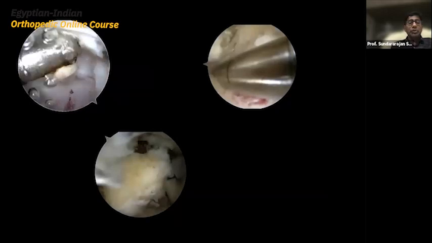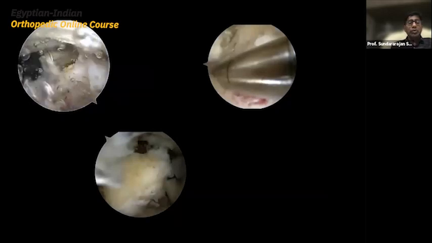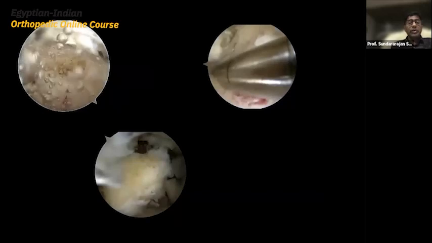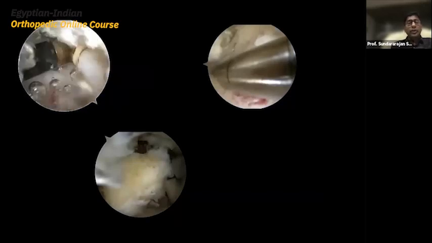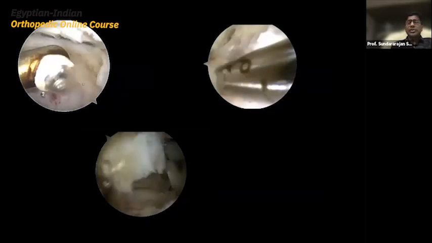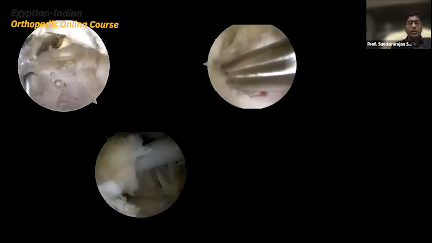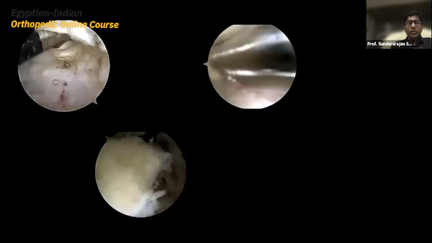We can see a very simple procedure. You go through the posteromedial and posterolateral portals. We may need to compromise the ligament here a little bit to expose the subtalar joint and the trigonum. Because it's already separated here, it's a very simple procedure. We can do it in 20 minutes.